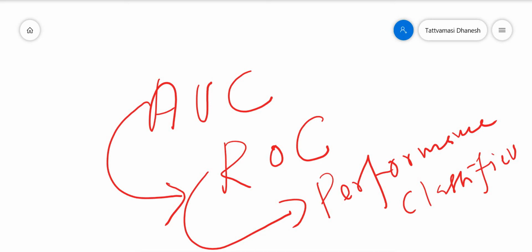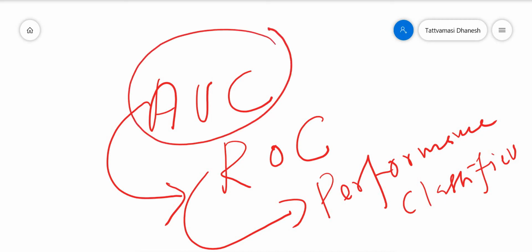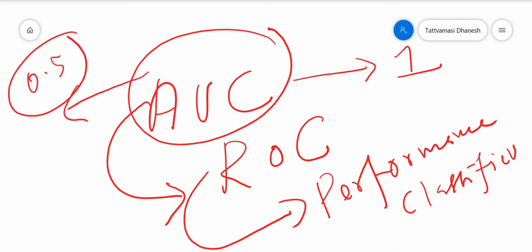Higher the value of AUC, meaning area under the curve, the performance is higher. If AUC is almost near to 1, it is good, the performance is good. If the area under the curve is less than 0.5, the performance is very low. That's what. So this is the initial introduction I can give you.